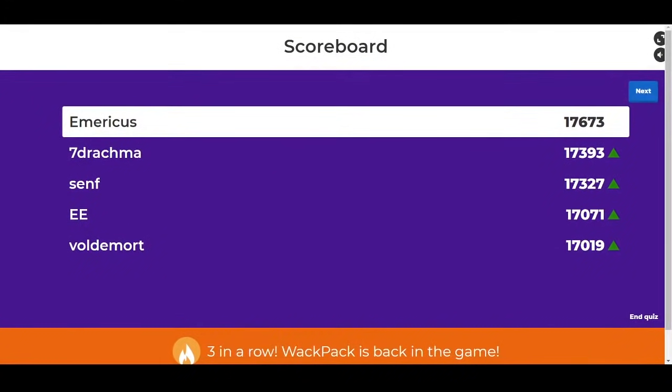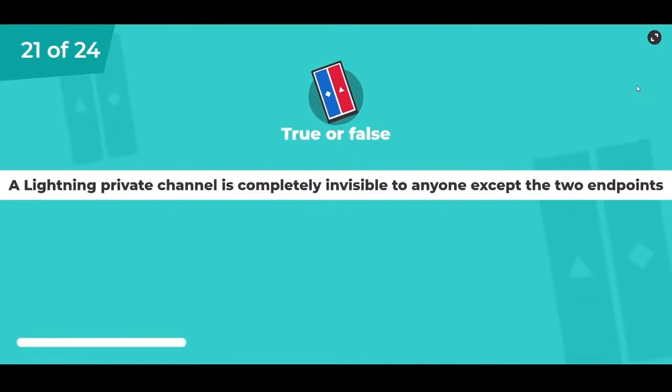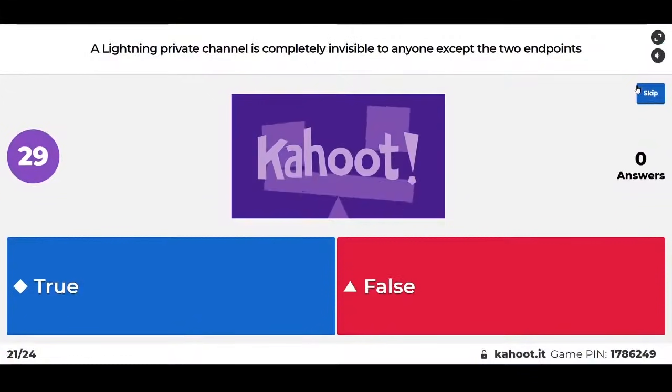Whoa, things are getting tight at the top. Oh, yes, very tight. Especially place 2 and 3 is very close. True or false? A Lightning private channel is completely invisible to anyone except the 2 endpoints. A Lightning private channel.